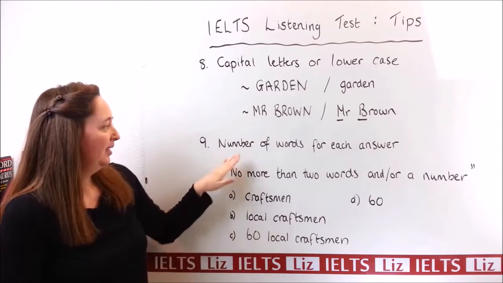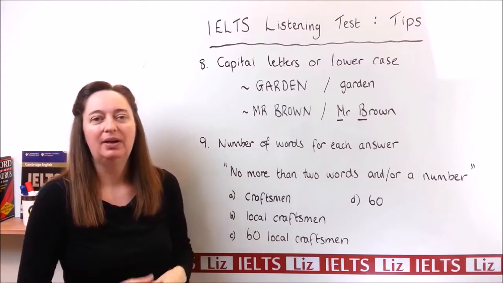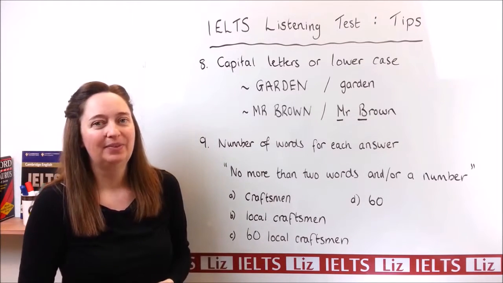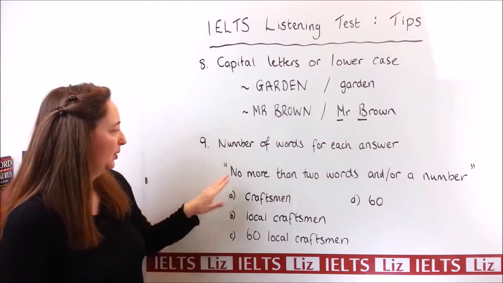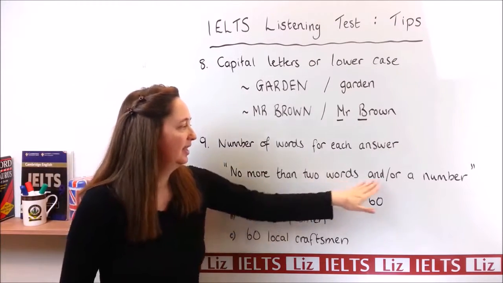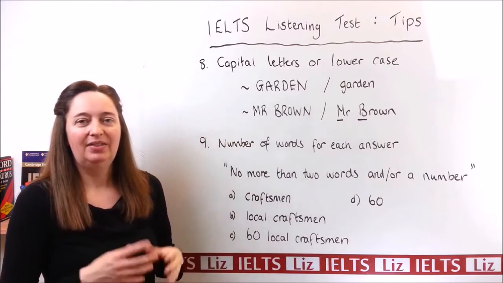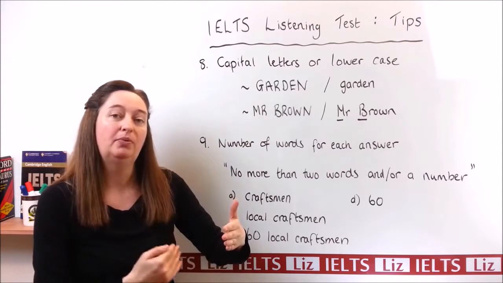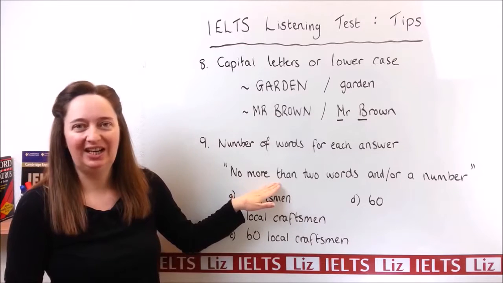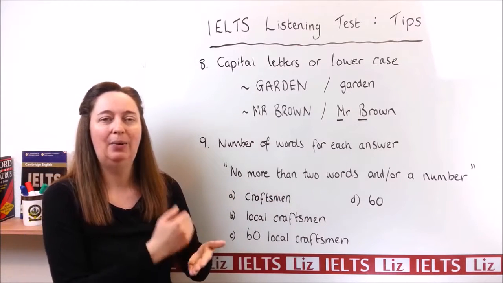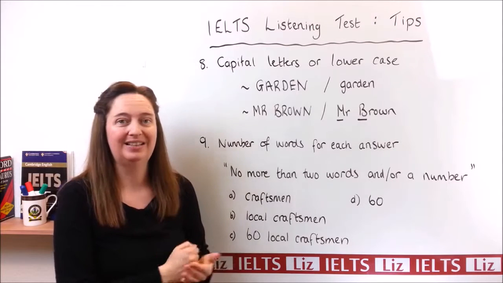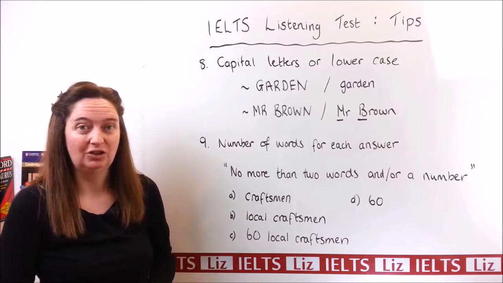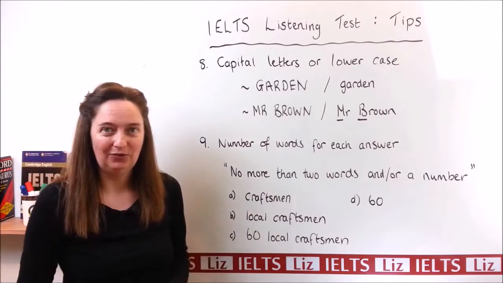Tip number 9. If you look at your question paper, it will always tell you how many words you need for the answer. It will give you a rule. For example, no more than 2 words and or a number. These instructions, you've got to pay attention. Every time you get a new type of question, that might change. So you must always look, how many words can I have for these answers? And when I move further down the page, how many words has it changed? Underline it quickly so that you don't forget.